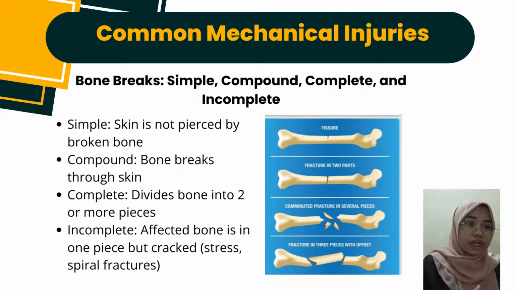Bone breaks can also happen when we handle machines. For your information, there are four types of bone break: simple bone break, compound bone break, complete and incomplete bone break. A simple bone break is a fracture that does not penetrate or protrude through the skin. It's called a simple fracture, compared to a compound fracture.